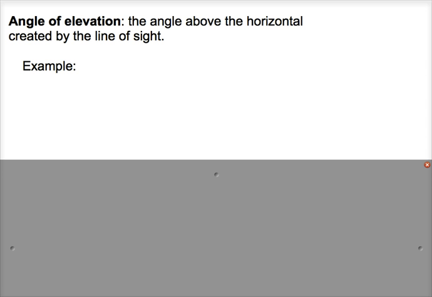So for this, I imagine if you were looking at something, so here's my crude eyeball. Imagine instead of looking straight across horizontally, if you had to look up at, say, a bird flying in the sky, this angle that's created right here would be the angle of elevation. So instead of horizontal, if you had to look up at a 30-degree angle to see something, the angle of elevation would be 30 degrees.